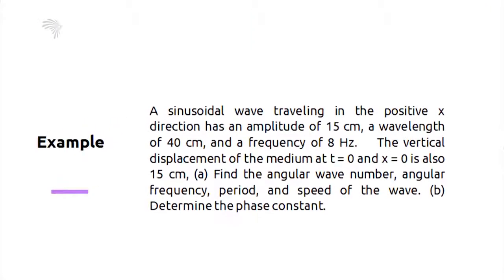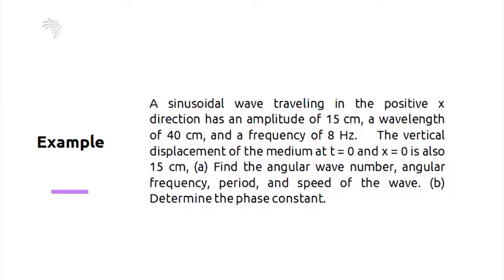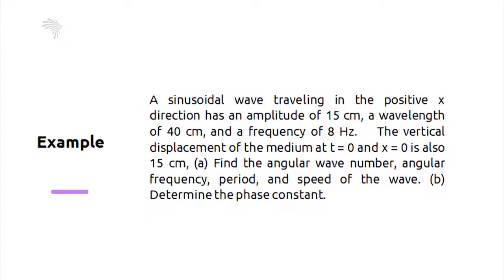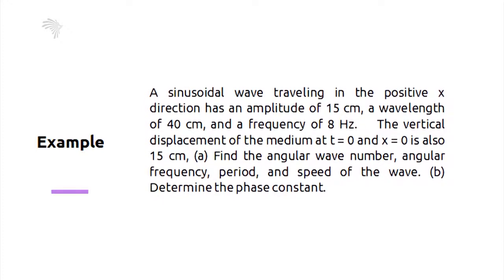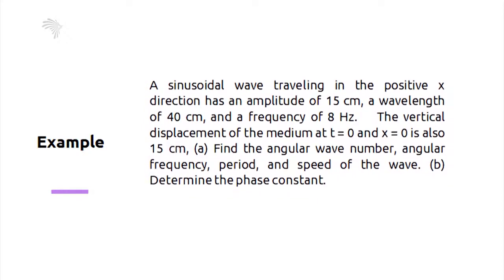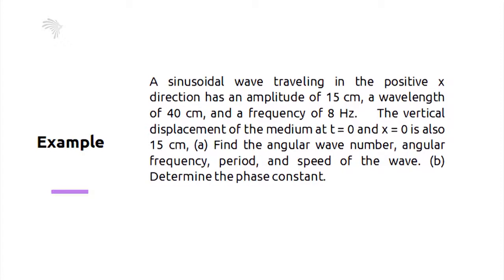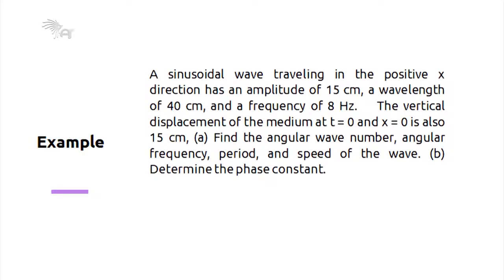Here is an example. A sinusoidal wave traveling in the positive x direction has an amplitude of 15 cm, a wavelength of 40 cm, and a frequency of 8 Hz. The vertical displacement of the medium at t equal to 0 and x equal to 0 is also 15 cm. You are asked to find the angular wave number, the angular frequency, period, the speed of the wave, and also to determine the phase constant.